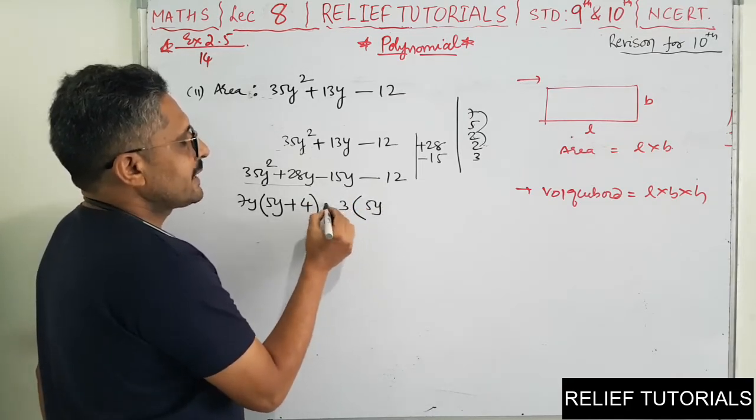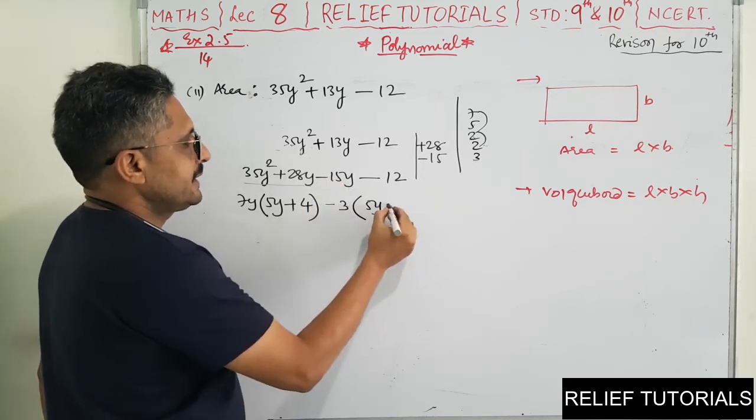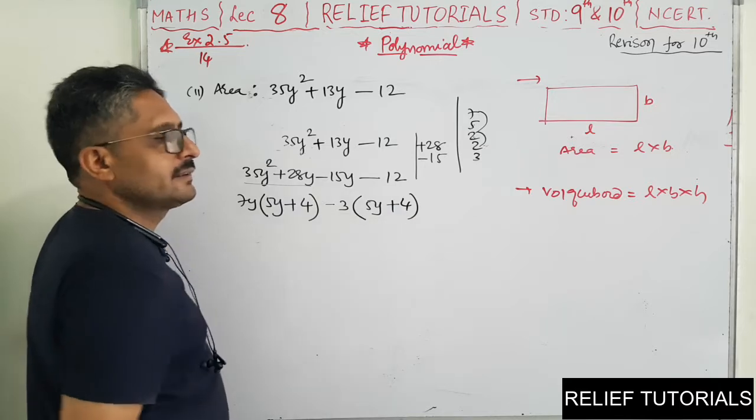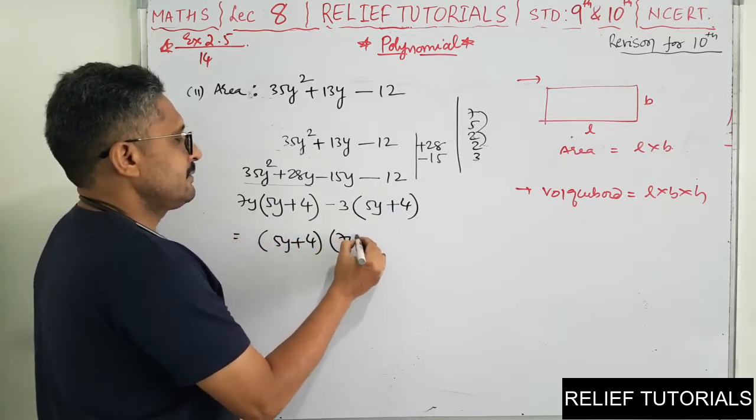Here also we want 5y. So here it is 15, so you will get a minus sign. So minus 3, 3 into 5y, 15y. Then here you will get plus 4. So 5y + 4 and 7y − 3.